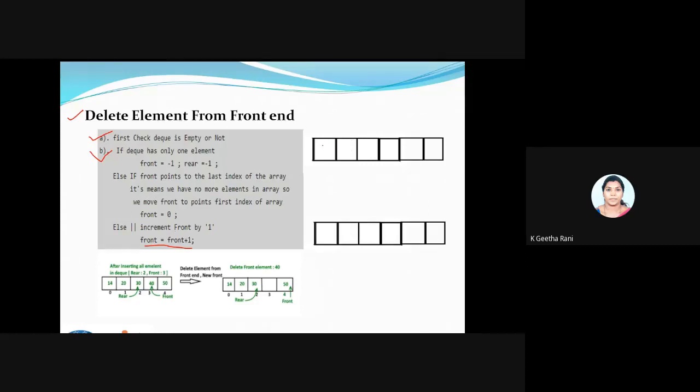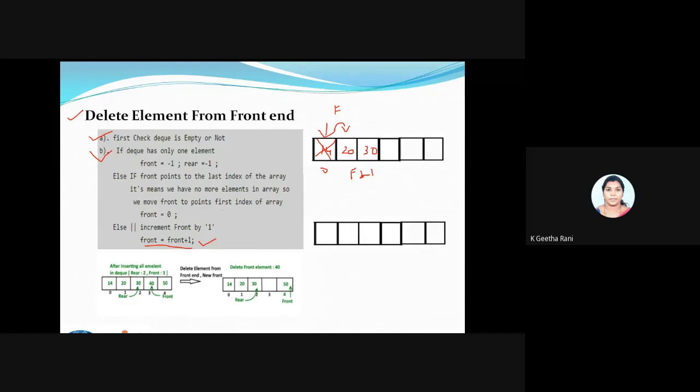We will see this. Assume I'm having 14, 20, 30, so many values. So I want to delete this 14. This is your front pointer. Okay, so I need to delete this 14. So what I will do, just shifting this pointer to the next one will remove this element. So what I will be doing actually is front pointer plus 1. That is what is done here.